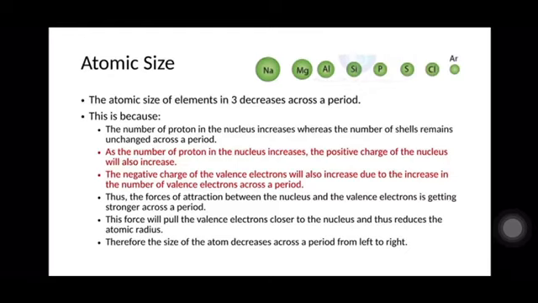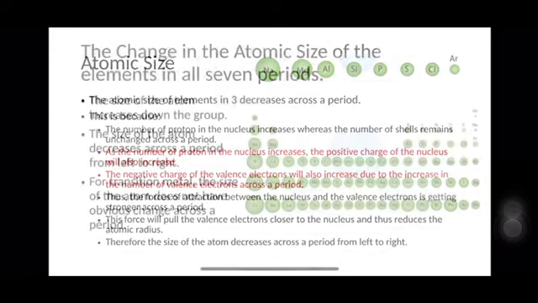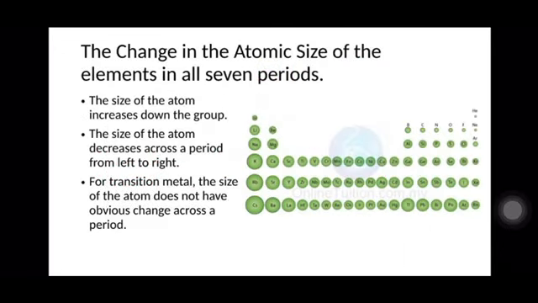Disebabkan itulah dia akan reduce the atomic radius. So bila dia makin tarik makin kuat, makin kecil lah benda tu. Therefore, disebabkan itulah the size of atom decreases across a period, so from left to the right. Secara generalnya, this is the changes in the atomic size of the elements untuk semua 7 periods.